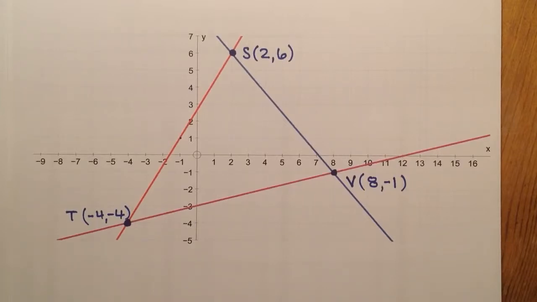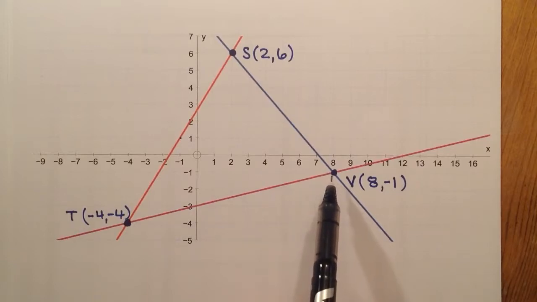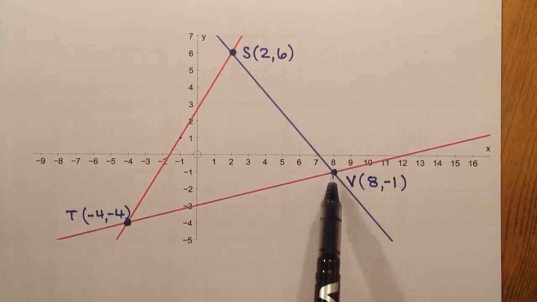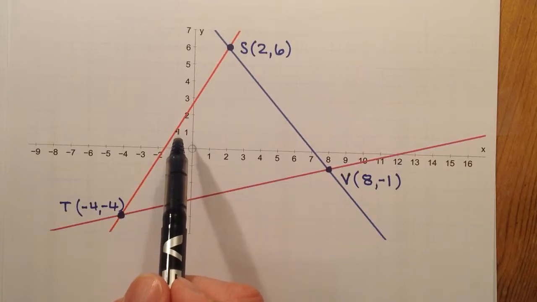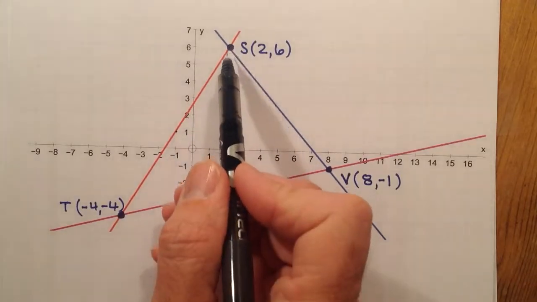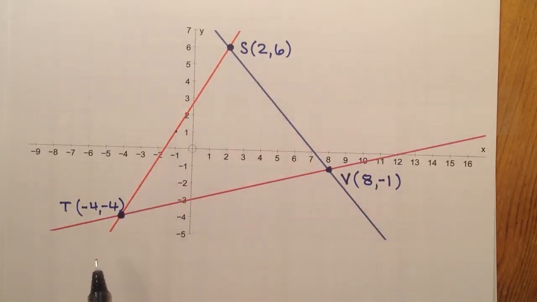First of all, I'm going to try and find the median from V. That's the important thing, it's from V. It'll go from V across to the other side of the triangle and it'll cut this line here at its midpoint.